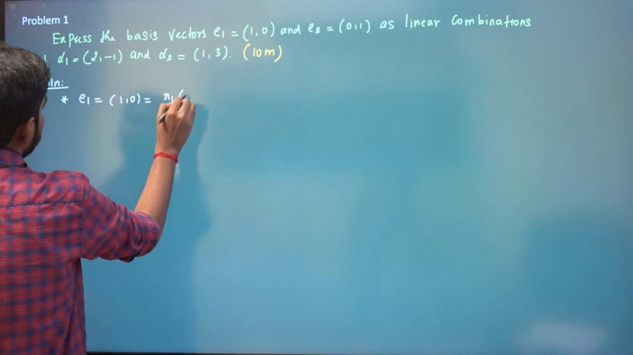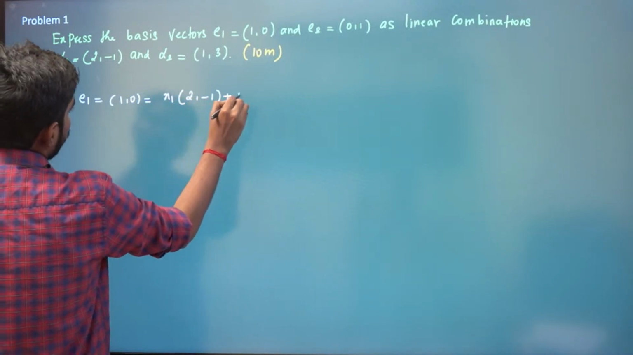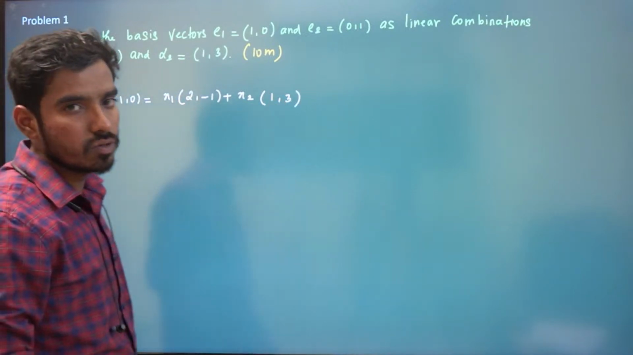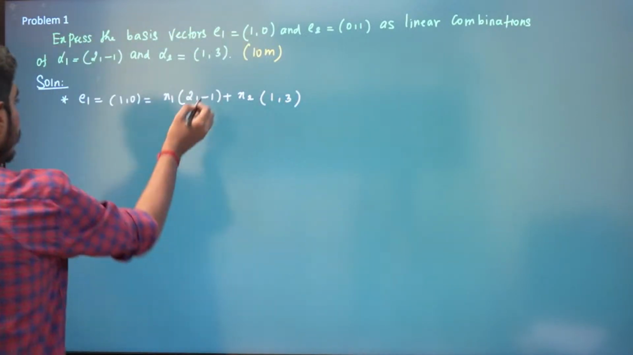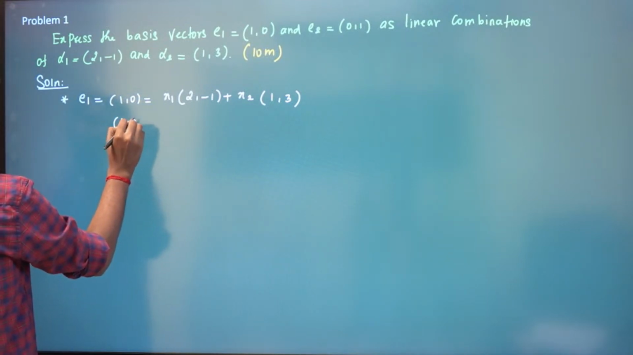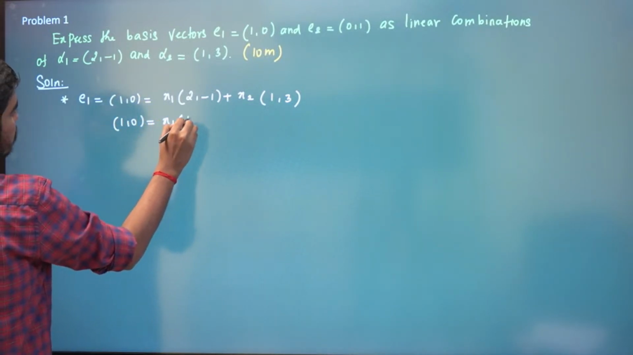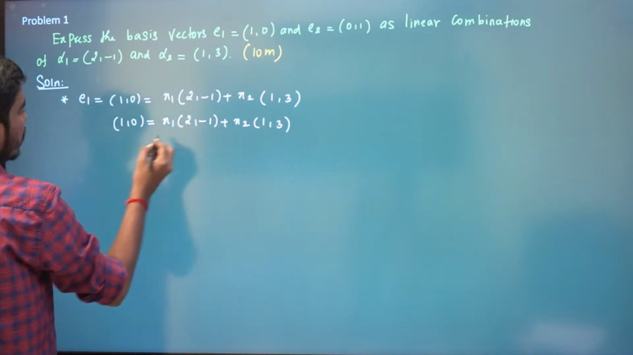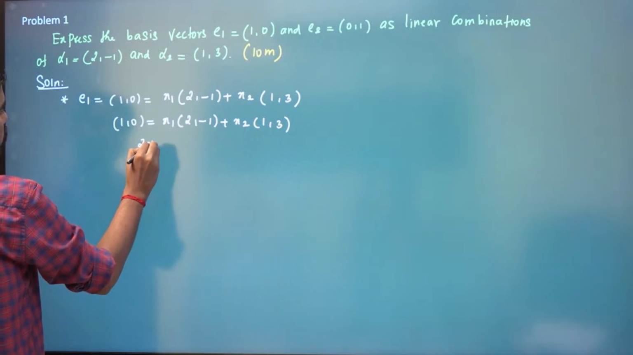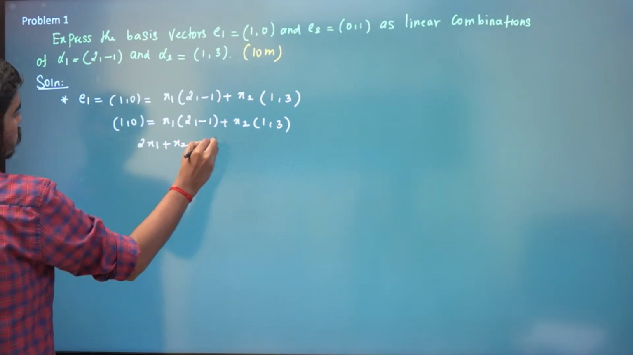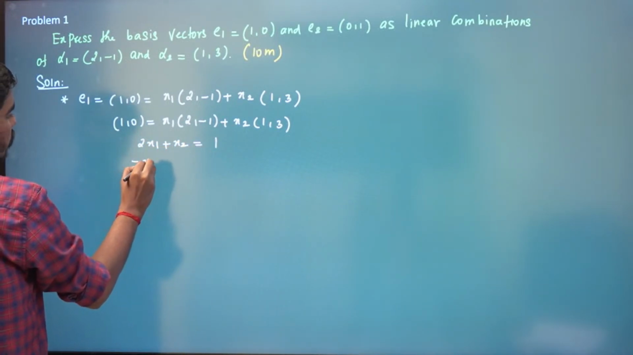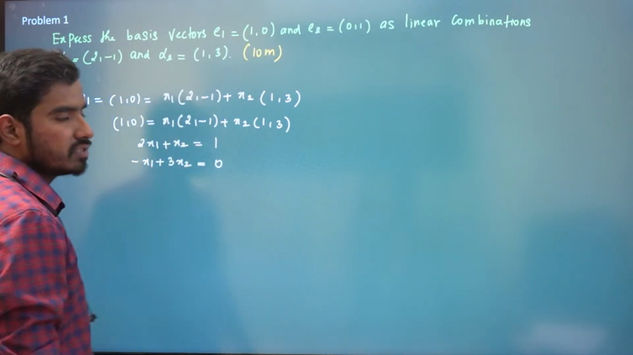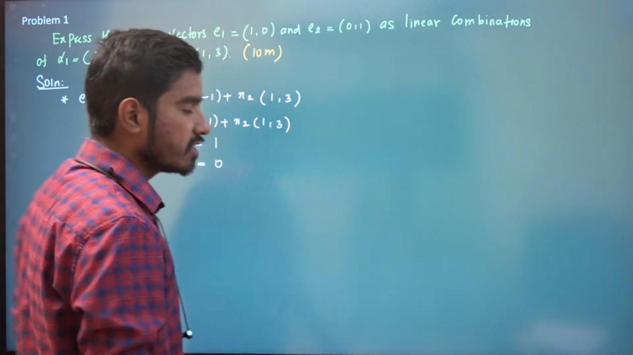Let us say x1 times (2, -1) plus x2 times (1, 3), where x1, x2 belong to the real numbers. We need to find x1 and x2 here. So we need to express (1, 0) as a linear combination of (2, -1) and (1, 3). We have 2x1 plus x2 is equal to 1, and minus x1 plus 3x2 is equal to 0. Solve for x1 and x2.